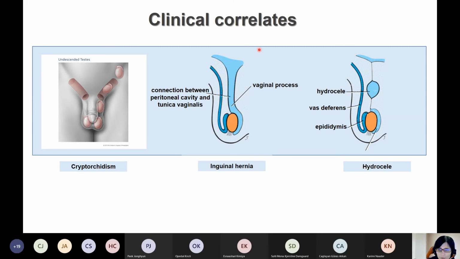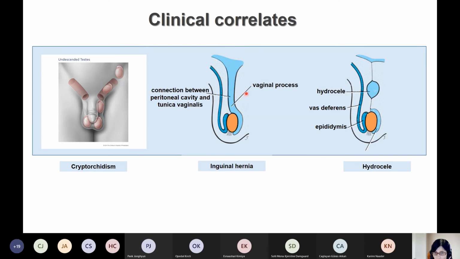The other possible pathology is the inguinal herniation. In this case, the vaginal process, or now the tunica vaginalis, does not lose the connection with the peritoneal cavity. Therefore, it remains here, and then we have the possibility for getting herniation here. So this is the congenital inguinal hernia.